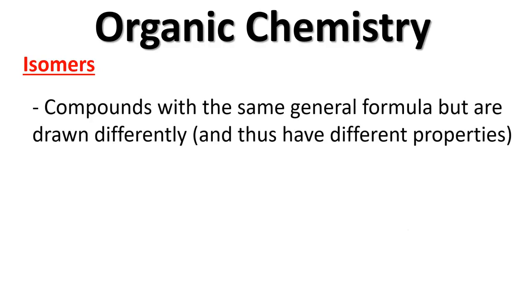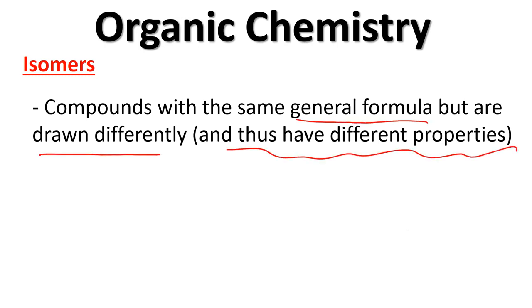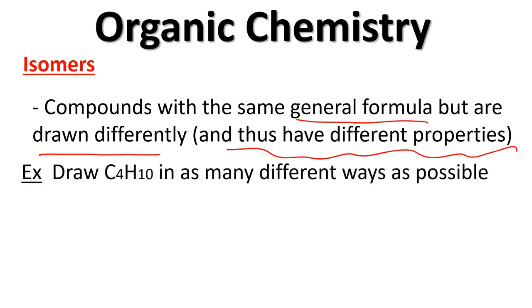So continuing on here, now that we've got some knowledge, I want to talk about something called an isomer, or isomers. These are compounds with the same general formula, but are drawn differently, and thus they have different properties. They're different compounds. I want to explore this through an example here. So draw C4H10 as many different ways as possible.